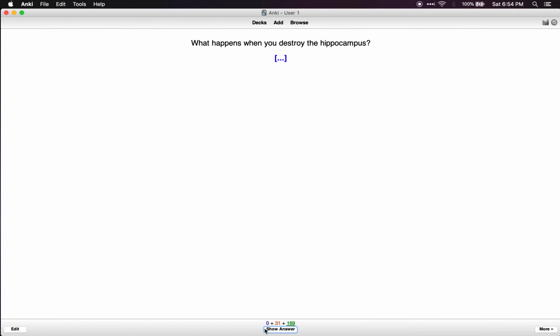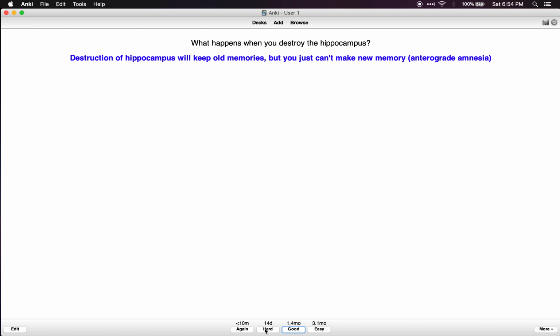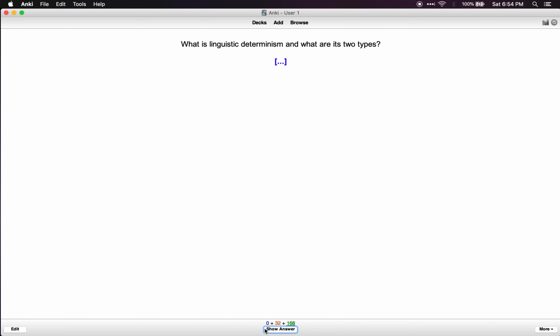What happens when you destroy the hippocampus? You keep old memories, but you can't make new memories, which is called anterograde amnesia.